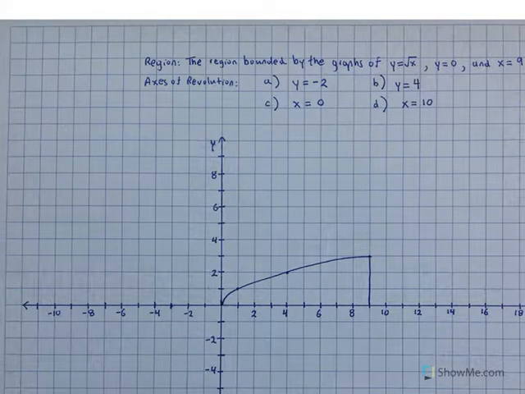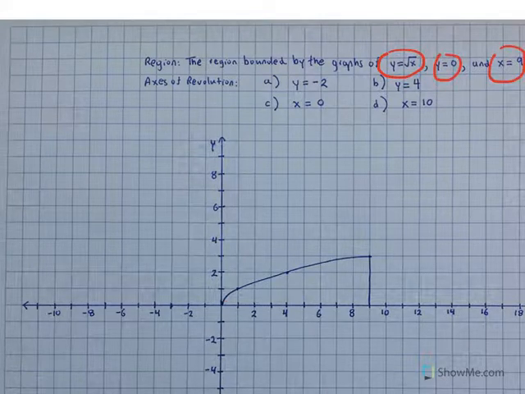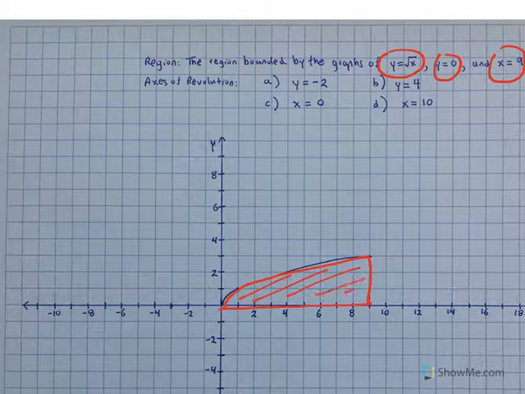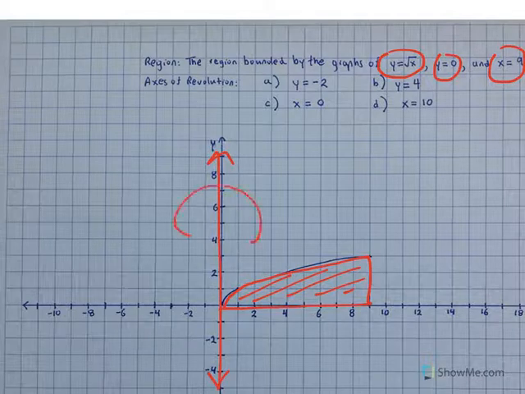So now we go on to our third problem. We take the same region, the region bounded by the graphs of y equals square root of x, y equals 0, and x equals 9. And we're going to revolve this region about the vertical line x equals 0, or the y-axis. We want to write a definite integral that will give us the volume of this solid of revolution.